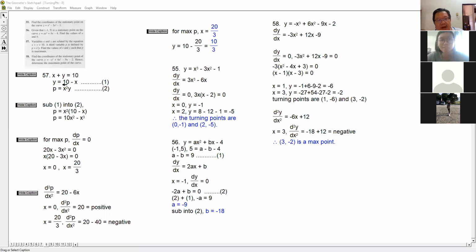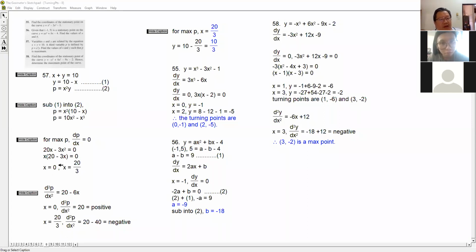Now this question, we have 3 variables. So your aim is to eliminate one of the variables. How to eliminate one of the variables? From the first equation given to you, you either find x in terms of y or y in terms of x. After that, you substitute into the function p. When you substitute, the function p involves only one single variable, that is x. So you can easily differentiate to find the turning point, to find the maximum or minimum value.